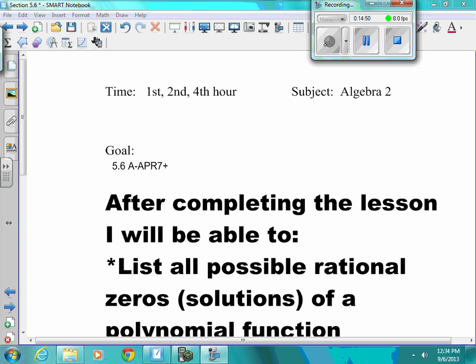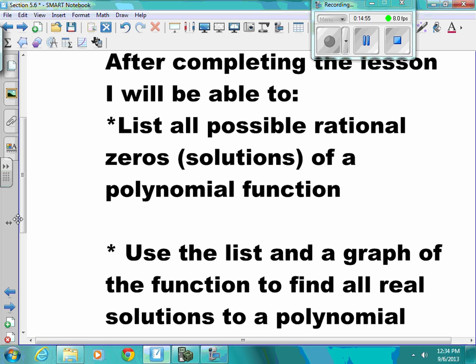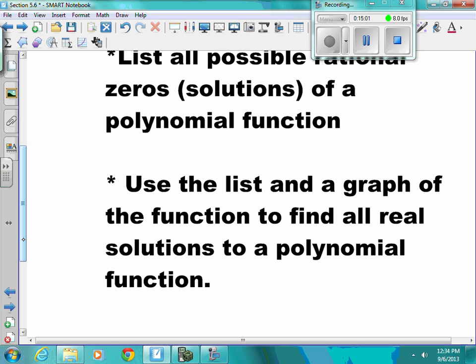So let's see if we hit all those targets. Did we hit our targets today? Yes, I think we covered listing all the possible rational zeros of the polynomial function, and I think we covered graphing or using the list and a graph of a function to find the real solutions to a polynomial function. So have the notes ready in class for tomorrow, and we will practice more of this all together.